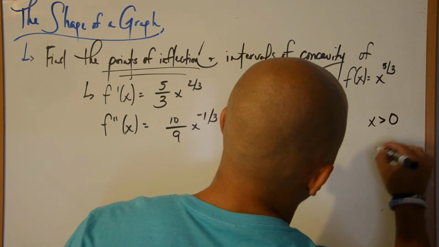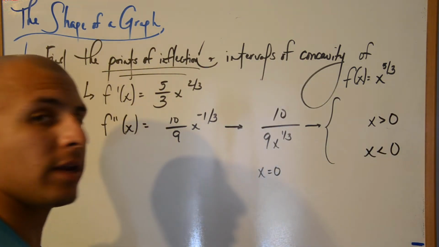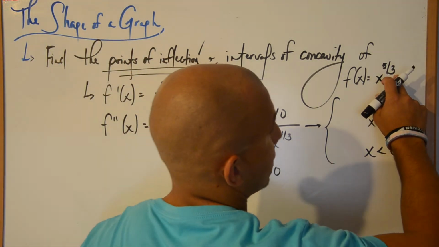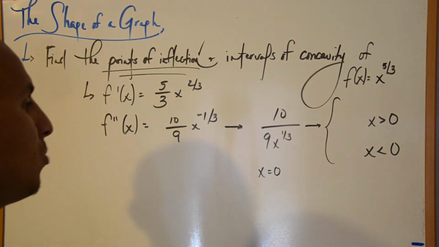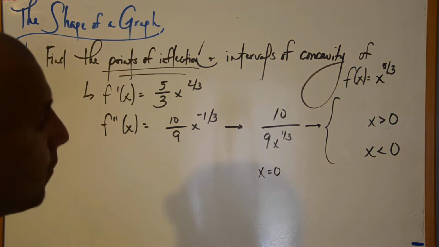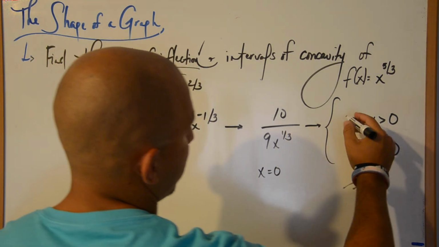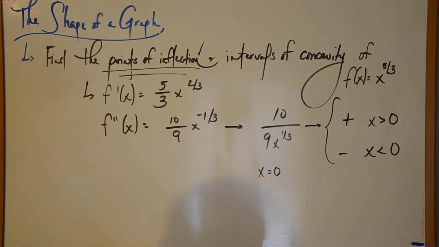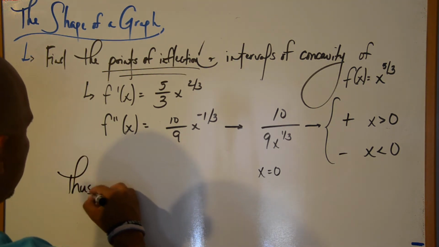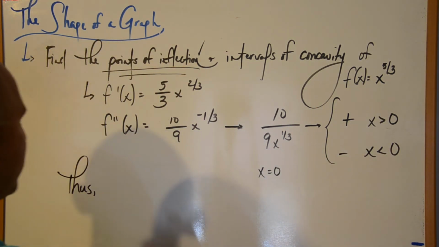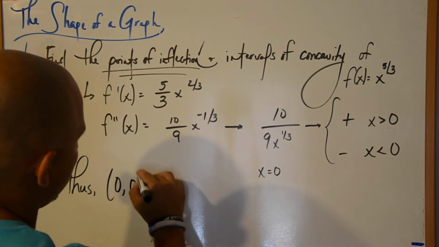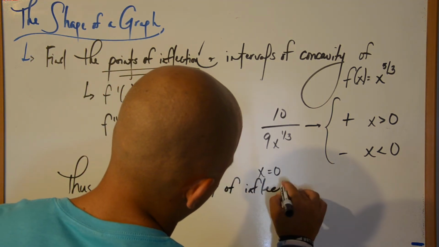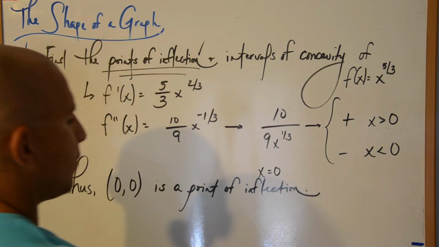So we obviously need to examine the behavior for when x is greater than 0 and when x is less than 0, because we know that this function, since it is a cube root, will be continuous across the entire domain of real numbers. If I substitute in positive values that are greater than 0, this will have a positive output. And if I substitute in negative values for this function, it will have a negative output. Thus, since we do have a sign change on the second derivative, we can say 0, 0 is a point of inflection.